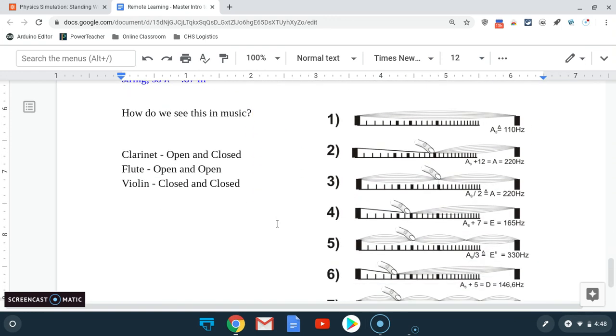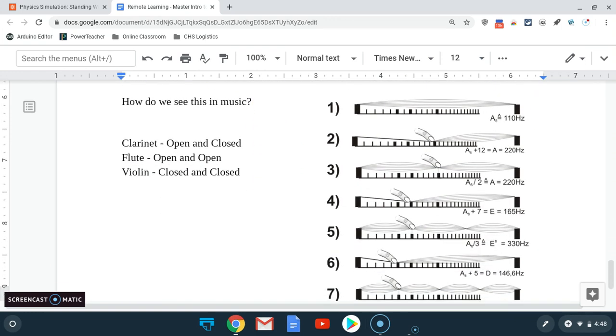Now, just to summarize and wrap this up, we see this in music, and I always bring it back to music, because that was what we always heard in class until we were rudely evicted from our classroom. But we see it because that's exactly how musical instruments are designed. As we talked about earlier in the video, different musical instruments are different types. A clarinet is open on one end, closed on the other. A flute is open on both ends. And a violin is closed on both ends.